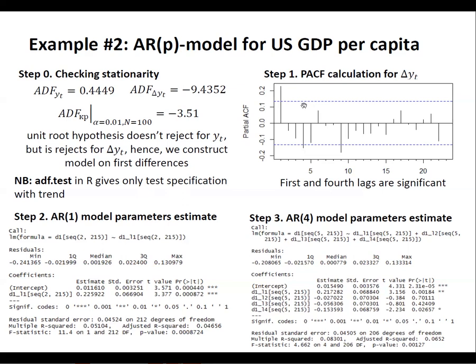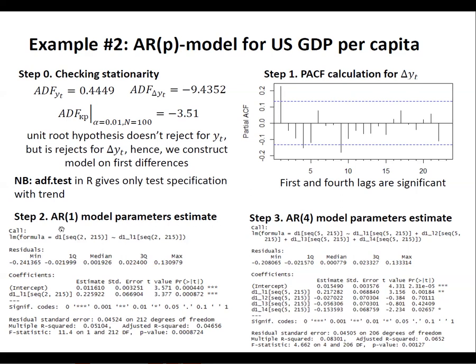Now we calculate PACF for the first difference, delta Y. We see that we have significance on the first lag. We see significance on the fourth lag. We see significance on the ninth lag. Well, all these lags can be included in the model, so we further evaluate the two most plausible models, AR1 and AR4.